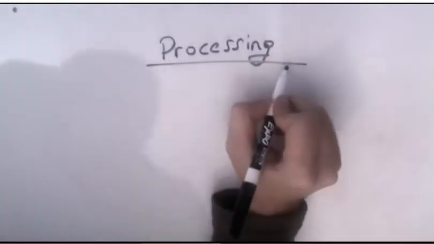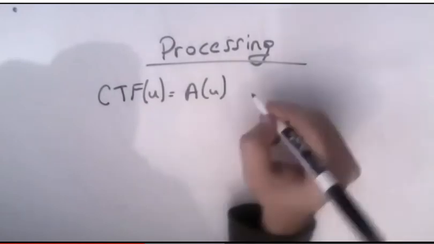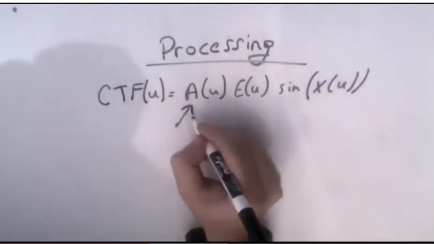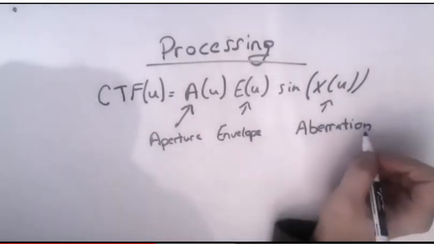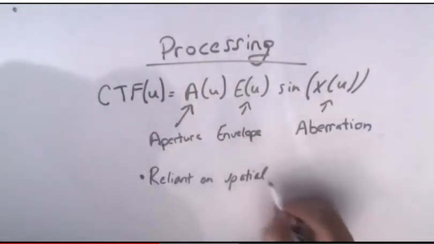This processing is modeled by the contrast transfer function, consisting of an aperture function, an envelope function, and an aberration function. These terms are all based on the spatial frequency of the signal.